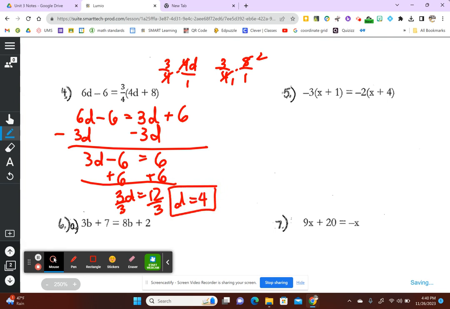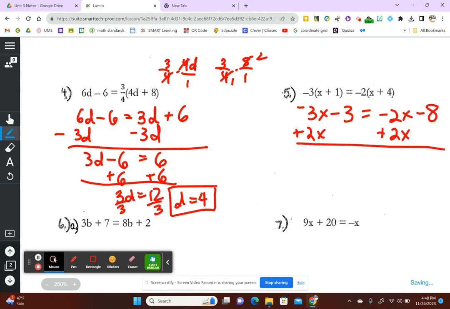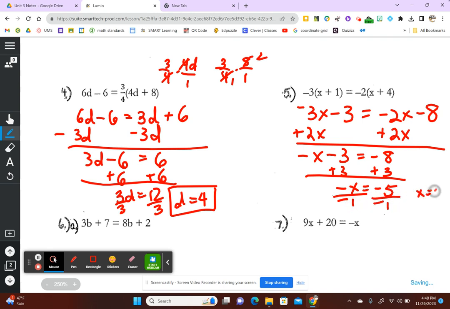For the next one, first I'm going to distribute. Negative 3x minus 3 equals negative 2x minus 8. I can either add 3x to both sides, or I can add 2x to both sides. Doesn't matter what you do, I'm choosing to add 2x to both sides. Negative x minus 3 equals negative 8. Now I'm going to add 3 to both sides. I get negative x equals negative 5. Divide by negative 1, and x equals 5.